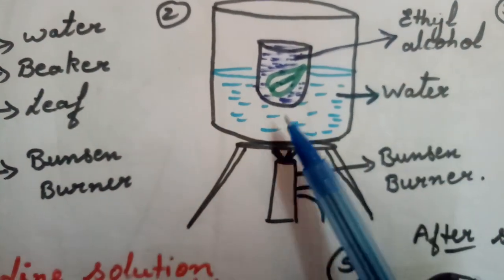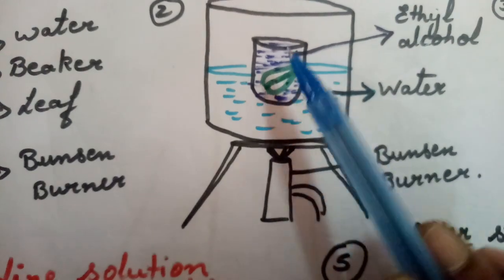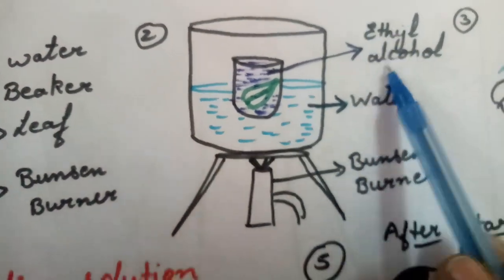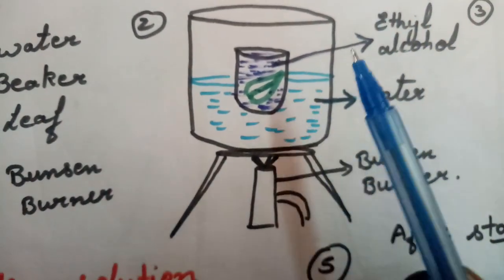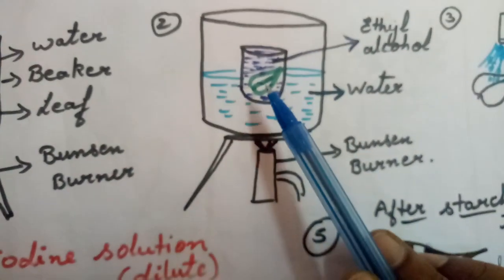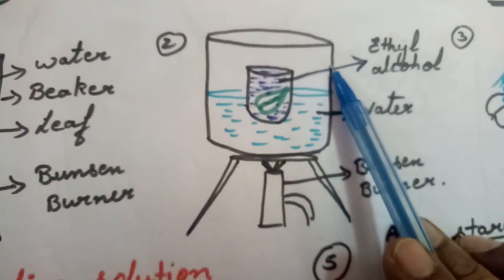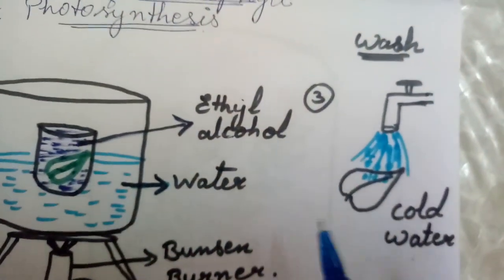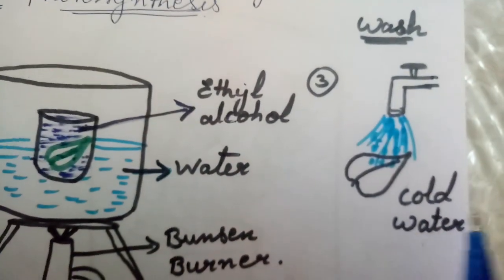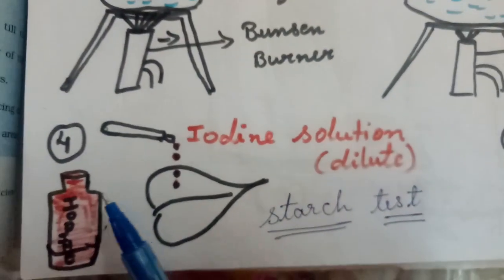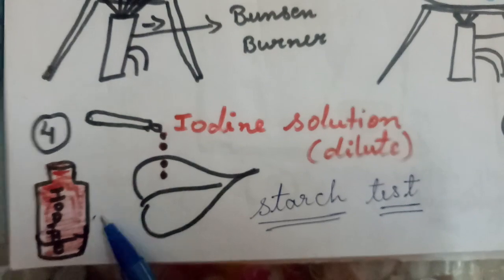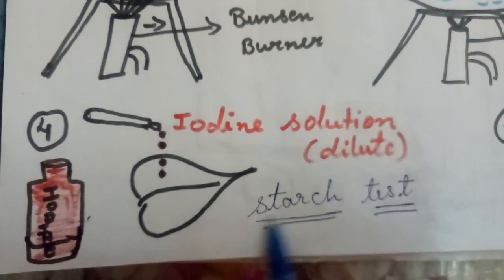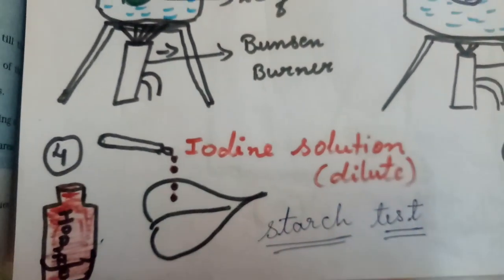So this is the second step, to boil the leaf in ethyl alcohol indirectly in the water tub. After the leaves have become pale, what is the third step? We have to wash them in cold water. And what is the last step after washing in cold water? That is the starch test. That is, we have to add what? We have to add dilute iodine solution drops on these leaves.